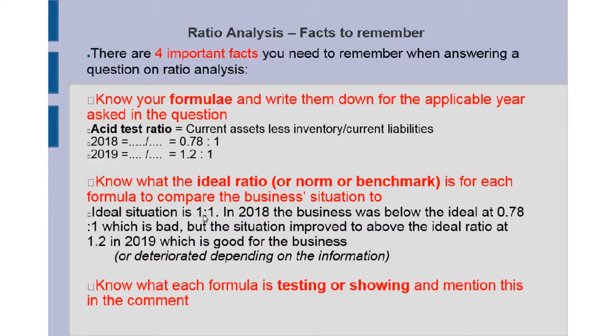The second fact that you need to know is know what the ideal ratio or the norm, sometimes called the benchmark, is for each formula, because you cannot comment and say whether the business is doing well or not if you don't know what to compare it to. So I've got the ideal situation here is 1 to 1 for my asset test ratio. And now I can comment. I can say in 2018, the business was below the ideal at 0.7821, which is bad, but the situation improved to above the ideal ratio at 1.221 in 2019, which is good for the business.